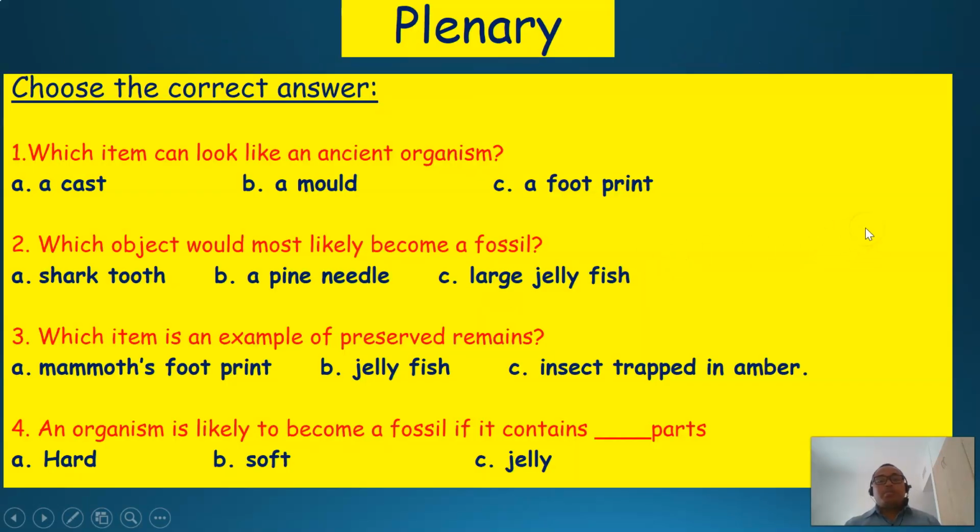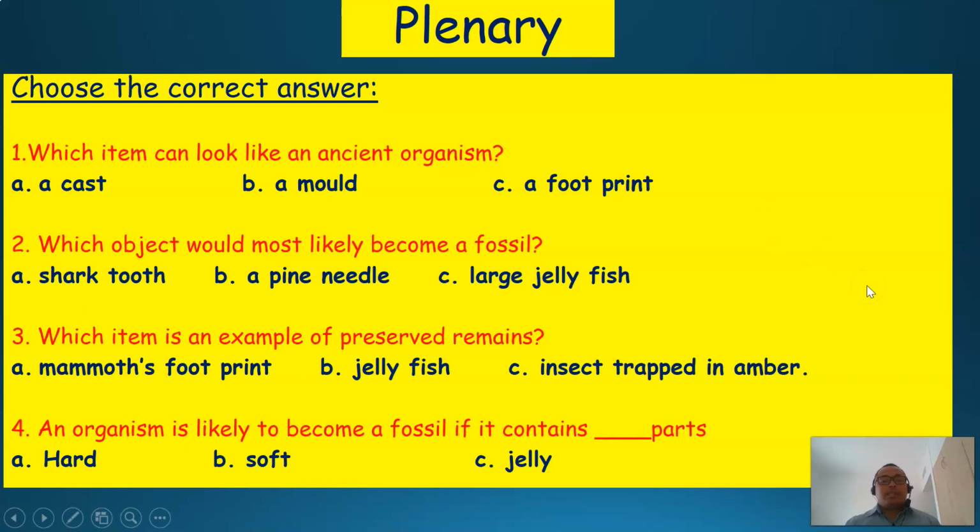And finally, for our plenary activity, I will be leaving you 4 questions. I want you to answer them carefully according to what we have discussed a while ago. Pause the video and write down the answers.